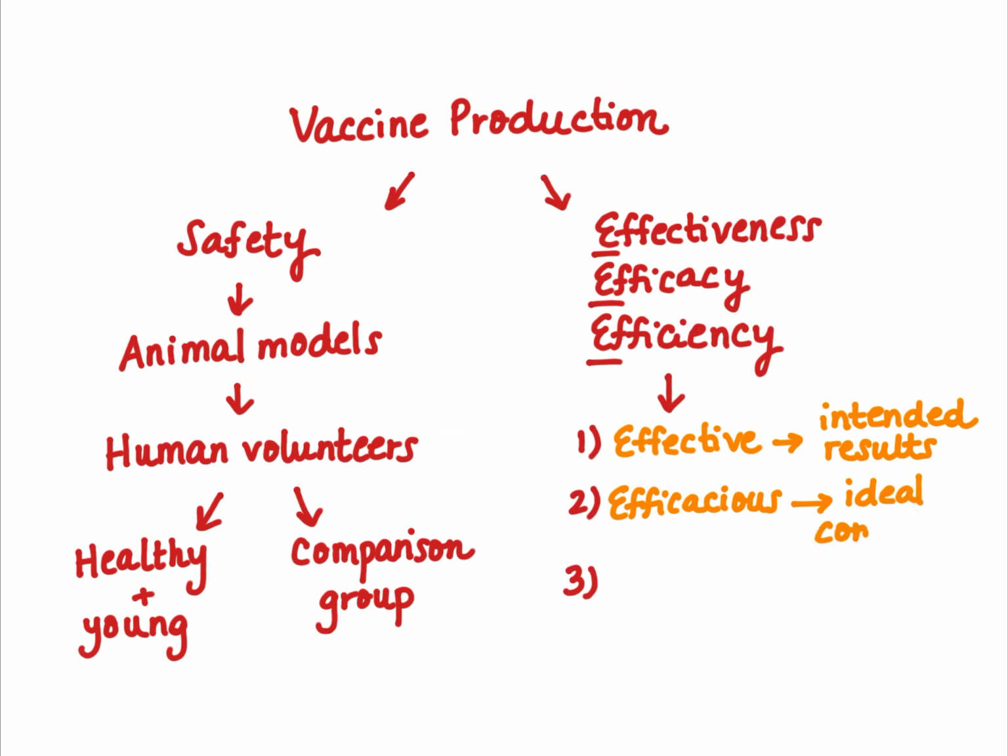And again, this is slightly different from efficiency, which is the third E. So what does it mean for a vaccine to be efficient? This is referring to its ability to produce the intended results with a minimum expenditure of both time and resources.